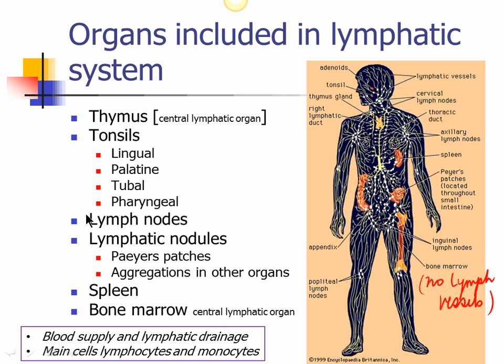So let's look at the organs included in the lymphatic system. You have two central organs. This is where, in fetal life, the different types of lymphocytes get mature and are primed. The two central organs are the thymus, where T lymphocytes go to get mature. And then we have bone marrow, which we'll see when we do the immune system, where B lymphocytes form and get primed and become mature.